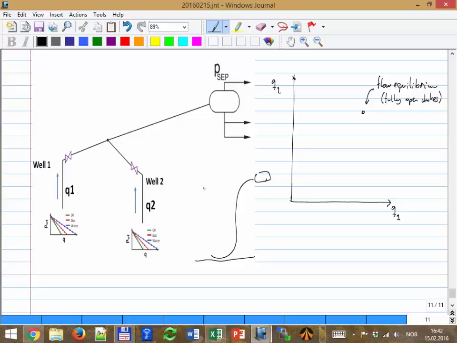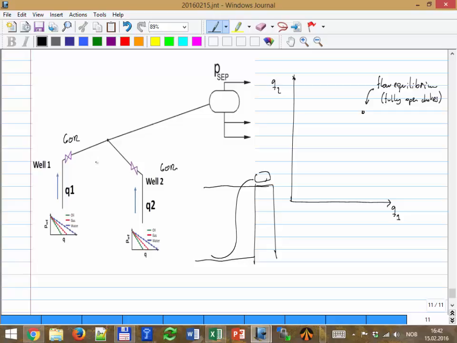Here you have the seabed, the floater or the platform, and the separator. Now, well 2, let's say is kind of a gassy well, with a high GOR. And this one is almost a liquid well, with a low GOR. What happens when well 1 has to produce alone in the pipe? The gas content of this well will be very low, so the gravitational back pressure will be very high. In that case, maybe the production of well 1 alone will be lower than when it's producing together with the other. Right?